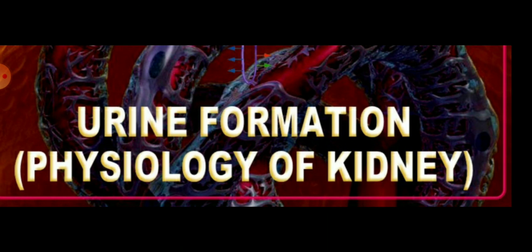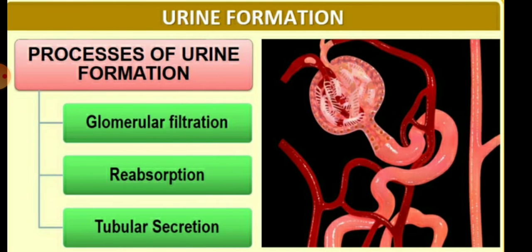So children, after that we will discuss urine formation, or the physiology of the kidney. We will discuss three basic processes. The first process is glomerular filtration in the glomerulus. The second is reabsorption, and the third is tubular secretion.